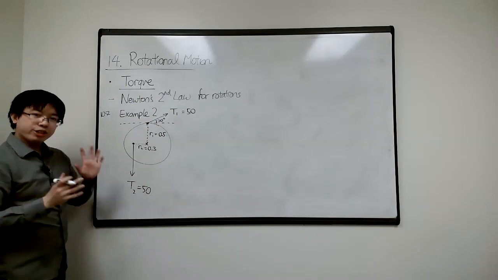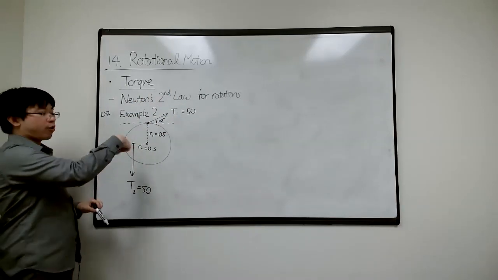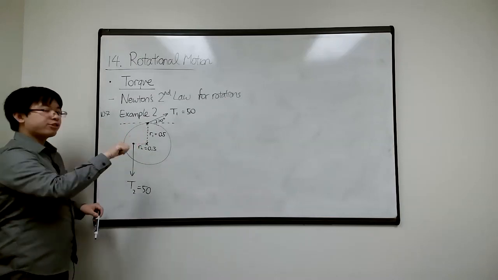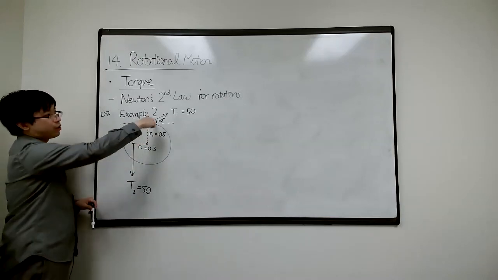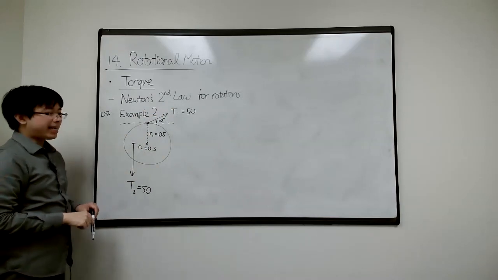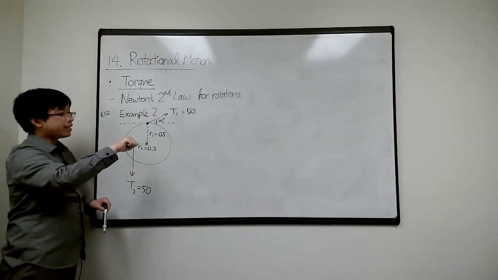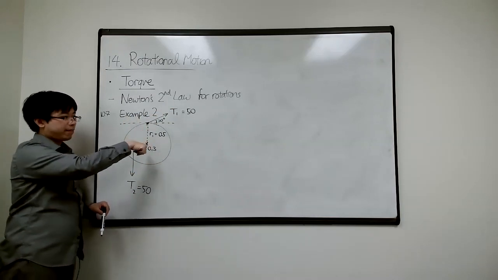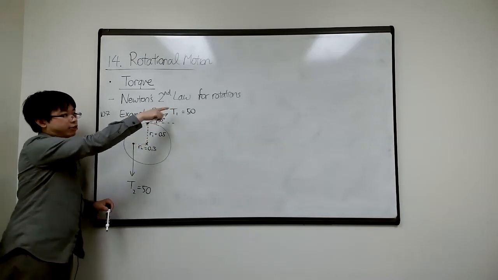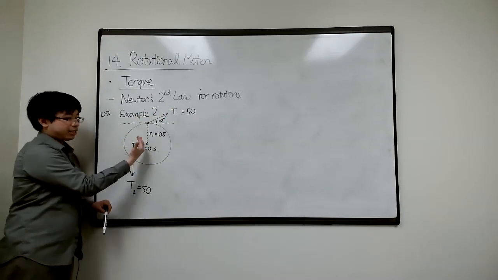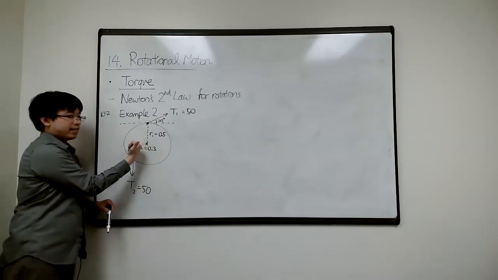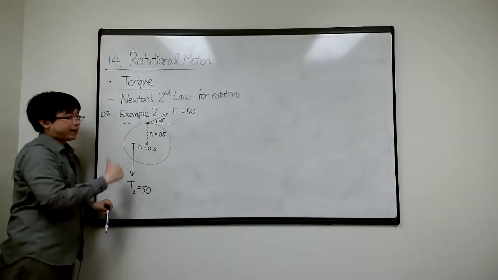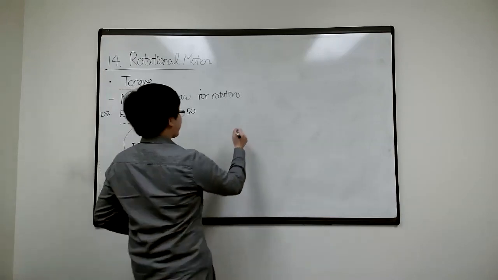Also try to train yourself, instead of thinking clockwise and counterclockwise, to think into the board or out of the board. So T1 is going to cause it to rotate clockwise. Which way should your thumb point? You want to use your thumb this way. So this one is going to create a torque into the board. T2 is rotating it this way, so it's going to create a torque out of the board.